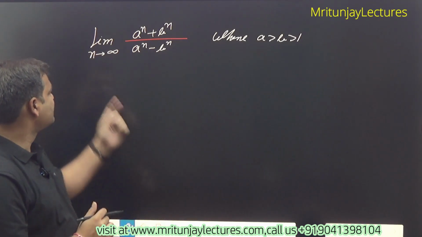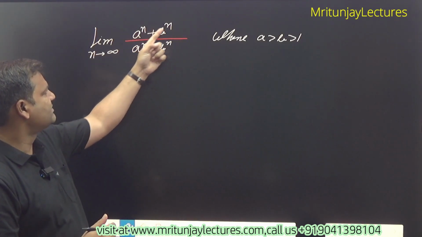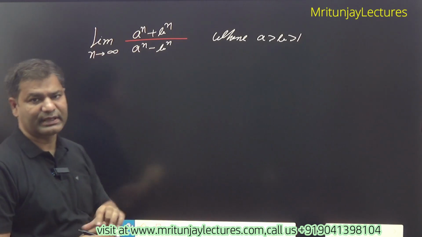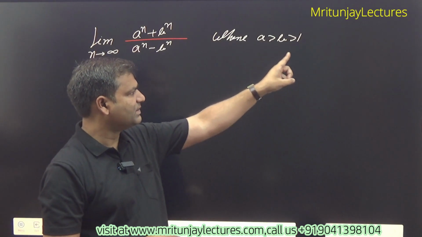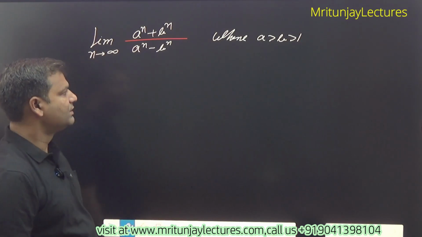Here we need the limit as n tends to infinity of (a^n + b^n) divided by (a^n - b^n). How can we solve it? Look here. What is the condition? a is greater than b is greater than 1.